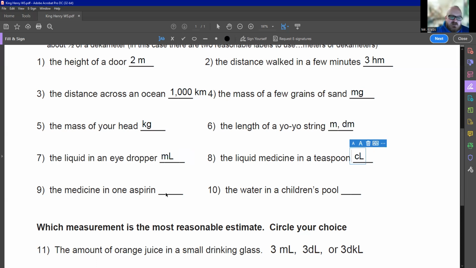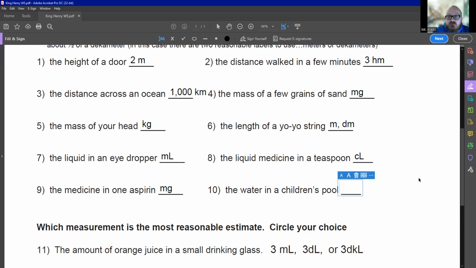The amount of medicine in 1 aspirin. In this case, when we talk about amounts of medicine, and you can check this the next time you take any sort of medication, look at the bottle. It's going to measure that amount in grams in terms of weight. Okay, specifically, it's going to be talking about milligrams.